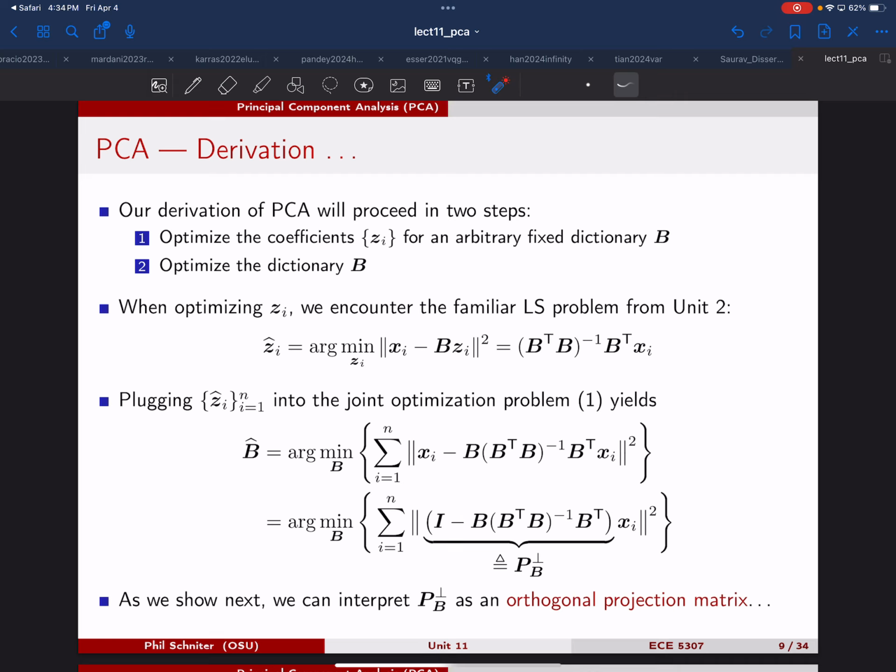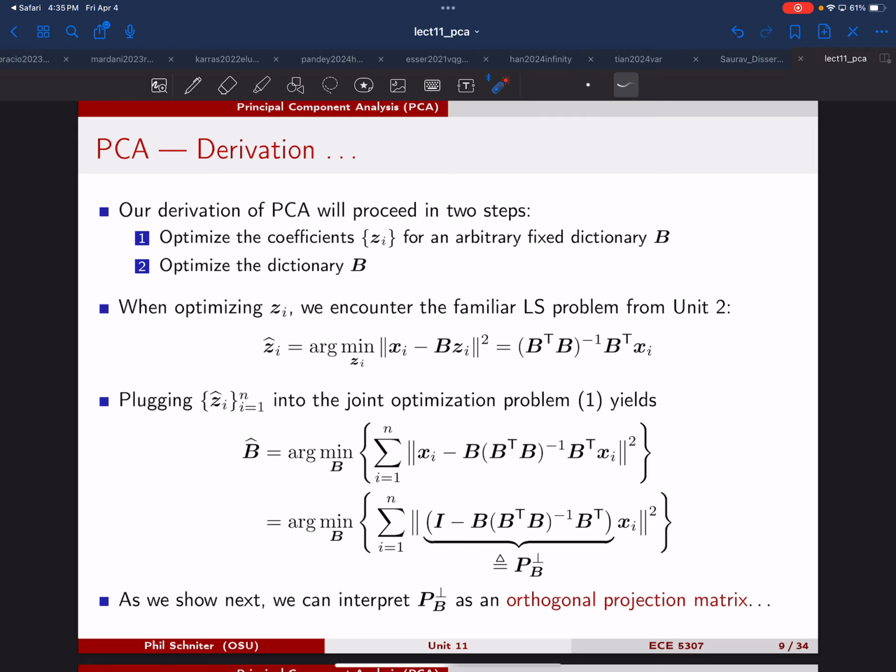And the first step actually is super easy. If you want to optimize the zi's for any fixed b, you can actually optimize each individual zi, and you just have this problem here. This is exactly the same problem we saw back in Unit 2, although there we had different variables. We had y, a, and beta, but mathematically the same derivation applies. And when you do that derivation, you find that the optimal zi is exactly this: b transpose b inverse times b transpose xi. Okay, so now we know that.